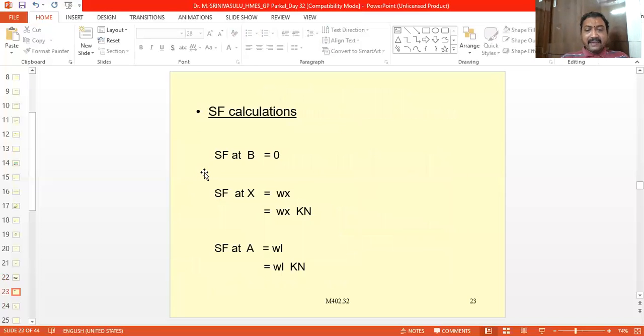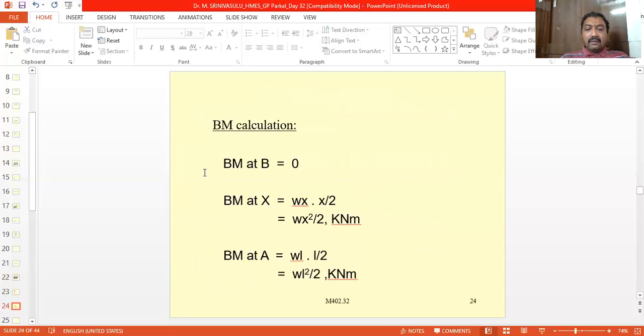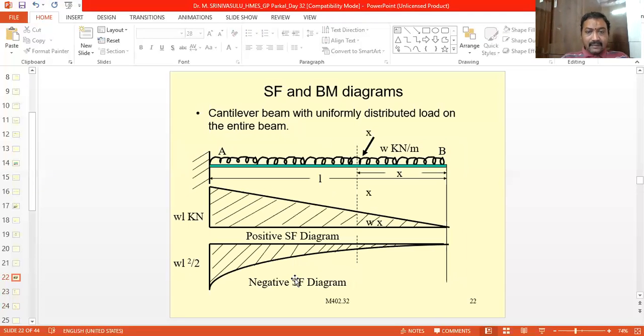So the bending moment is equal to W into L as the force, and L by 2, that is WL square by 2. So minus WL square by 2 is the bending moment at point A, causing a clockwise moment to the right of the section. And the other way also, without the general equation.